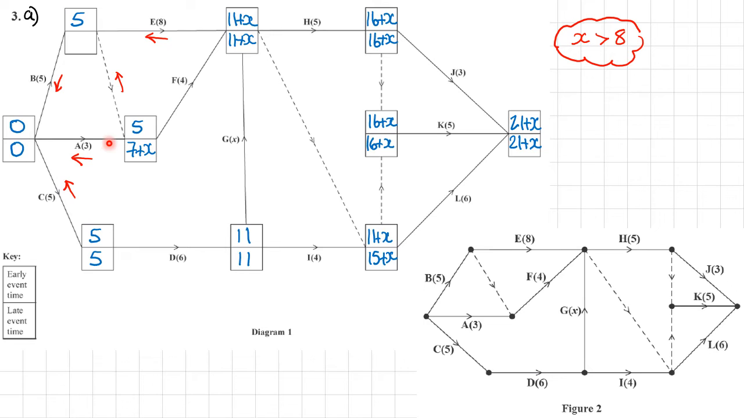So we're now working backwards into here. There are two ways back here. Either the 7 plus x, there's nothing to subtract from 7 plus x. Or here, this will be 11 plus x minus 8, which is going to be 3 plus x. The smallest of those is 3 plus x. So that's our late event time. So we can take that working out and a bit of the x that I rubbed out.